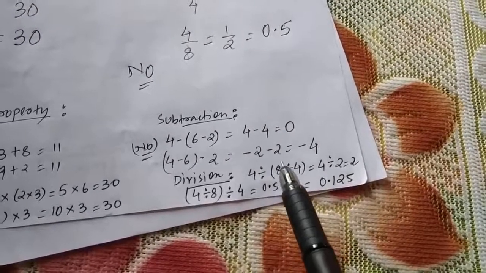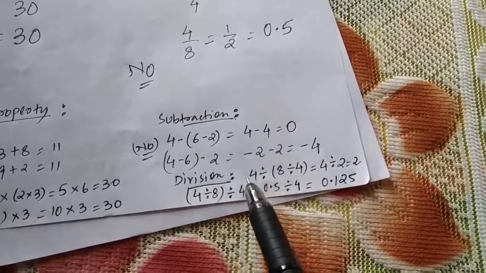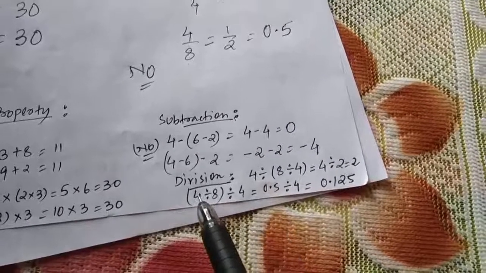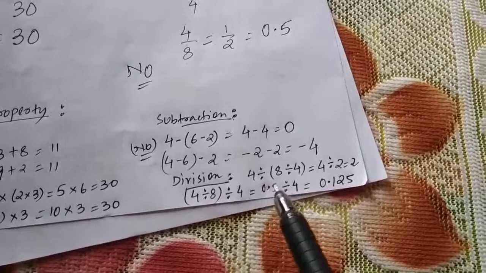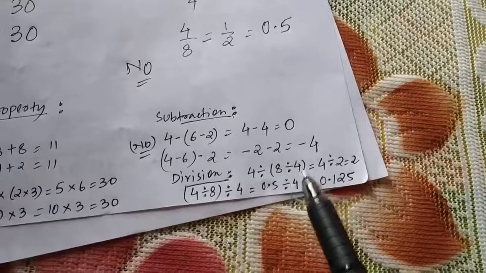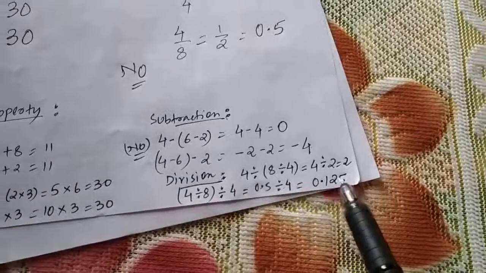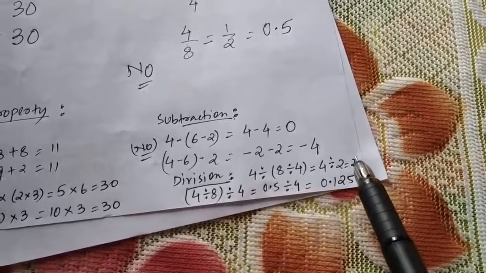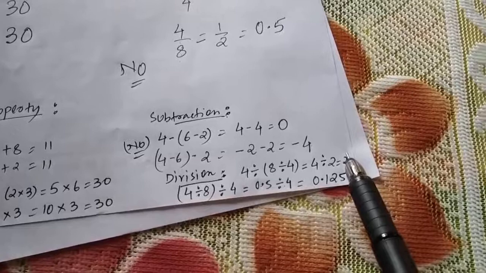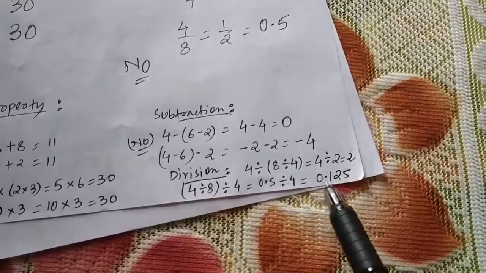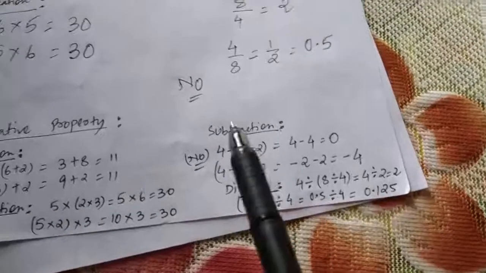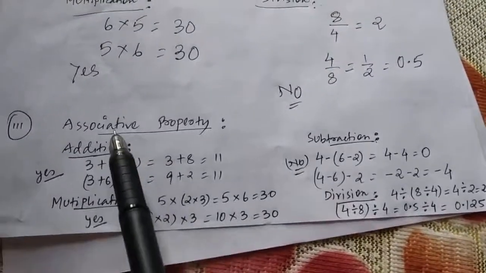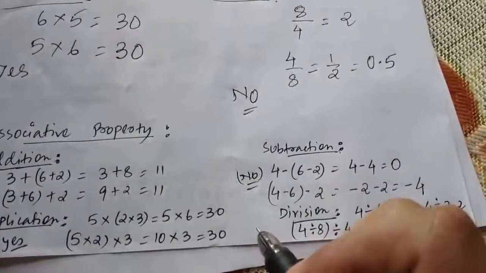Second step, I take first division of 4 and 8. So 4 divided by 8, I got 0.5. Then I will divide it again with the last integer, that is 4. I got 0.125. So you can see here in first case I got the answer as 2. In second case I got the answer as 0.125. So both the answers are not same. So for division, associative property is not true.